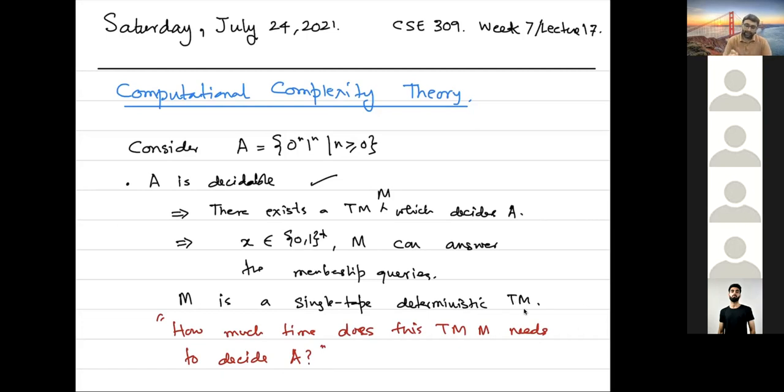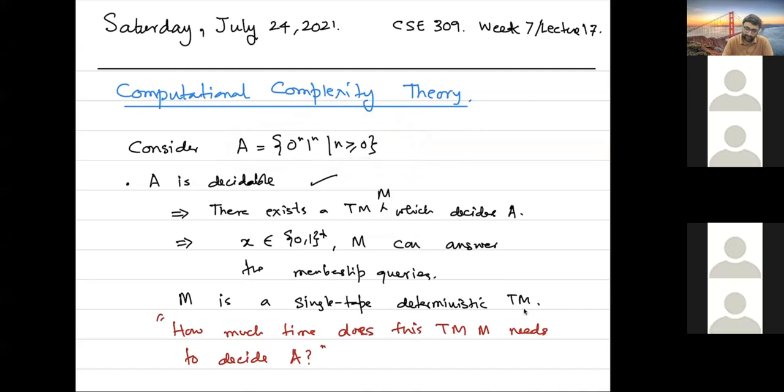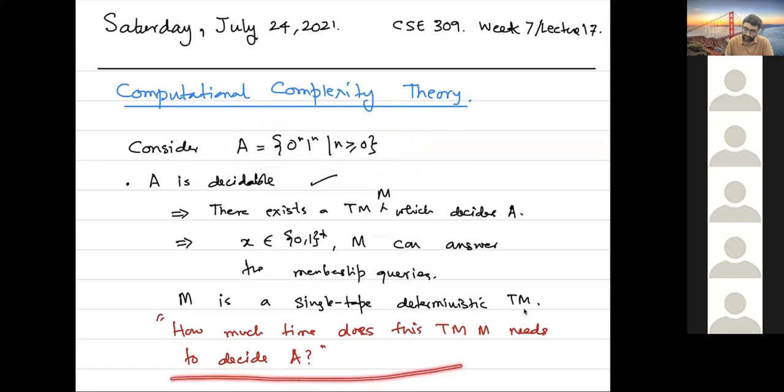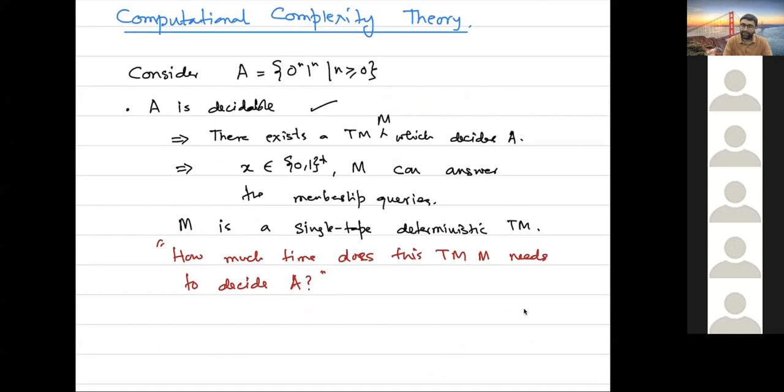We all know that this language A is decidable whenever n is greater than or equal to 0. But the question is how much time does this TM need to decide the language? Okay, is this question clear, what we really want to do?